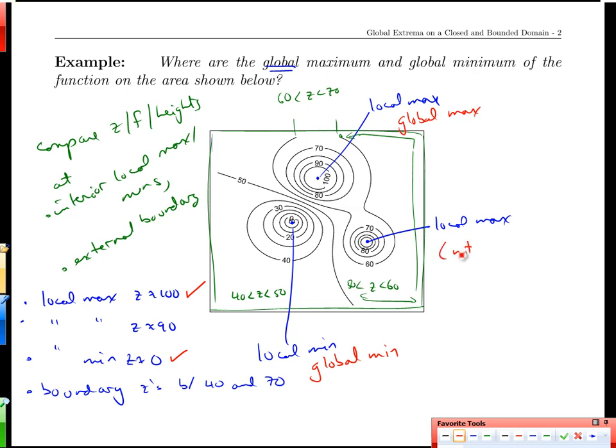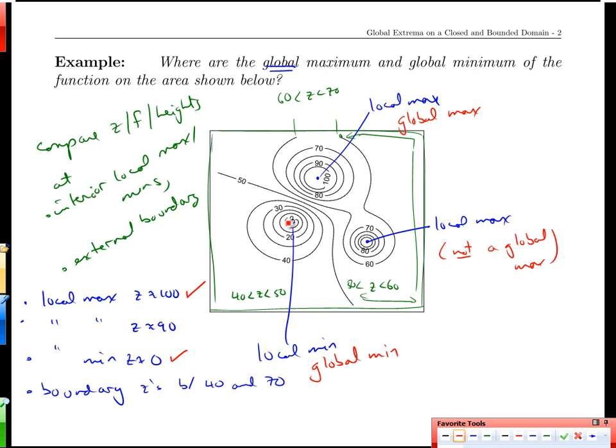And this other max that we found is not the global max, because this point, we don't see a contour of height 100 in here. This one we do, so this point must be higher than that point. And so the single highest point, or points if they're all the same height, is the one here, and the single lowest point is in this region here.